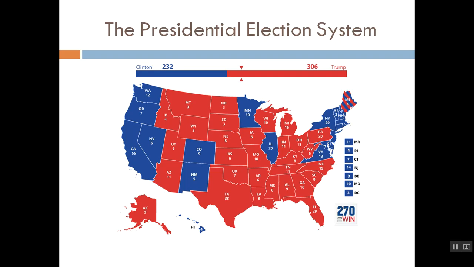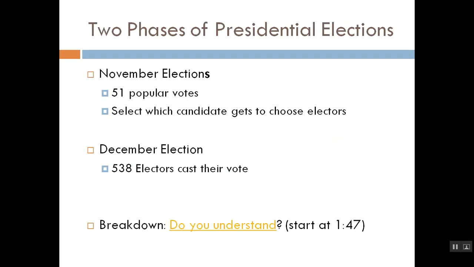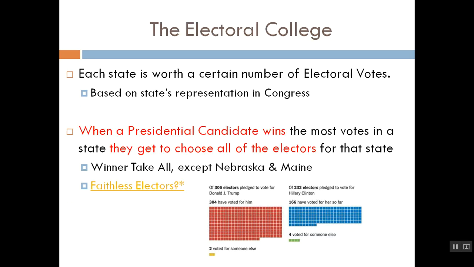So what we're going to discover is that there are 535 representatives and senators in our government. That means there are 535 electors, plus an additional 3 electors who are selected by Washington, D.C., to give us a total of 538.